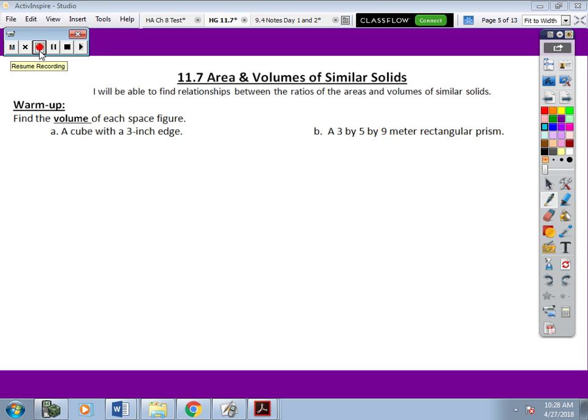The volume for a cube, you can either do rectangular prism, length times width times height, or you can do big B times H. Doesn't matter. Big B would be the area of the square, which is 3 times 3, times the height, which is also 3. So 3 times 3 times 3 is 27. And that would be cubic inches.